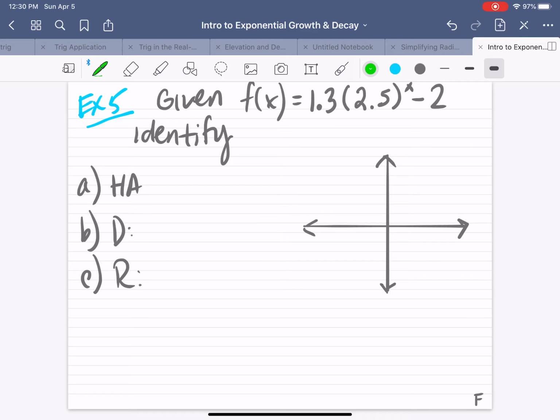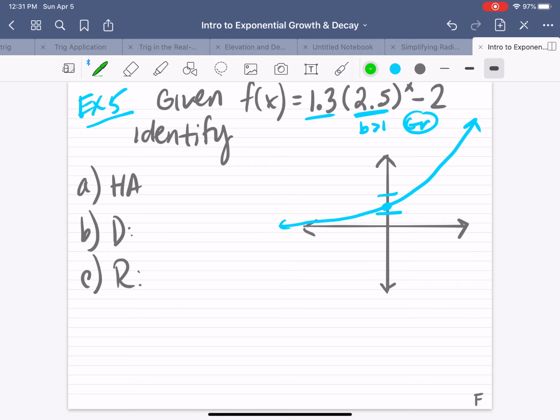Now go ahead and try the following problem, pause the video, and then come back once you've tried it. So given the following problem, identify the HA, the domain, and the range. Okay, so let's start with the graph. You know the y-intercept should be 1.3, so that's 1, that's 2, so 1.3 is about right here. The b value is greater than 1, so this is an exponential growth problem. In other words, if we look at the graph from left to right, it should be increasing.